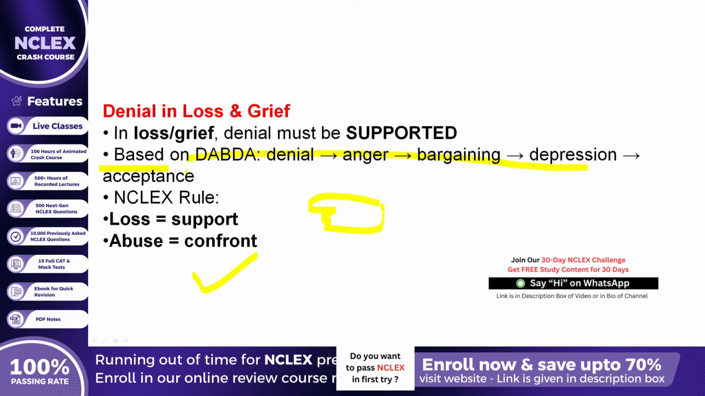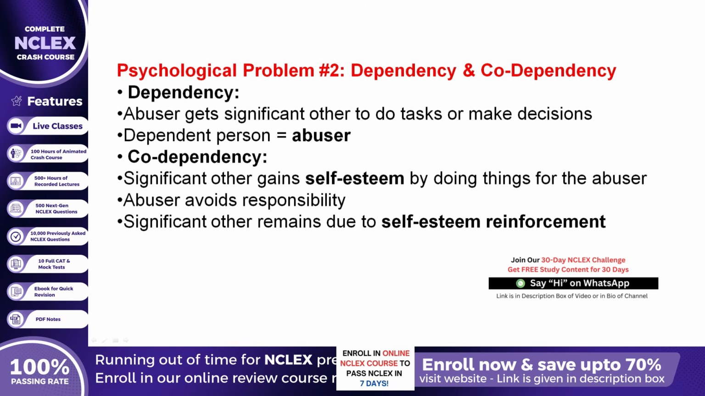As we move into psychological problem number 2, dependency and codependency, we begin with dependency. In dependency, the abuser gets the significant other to do tasks or make decisions, meaning the dependent person is actually the abuser. In codependency, the significant other gains self-esteem by doing things for the abuser. As a result, the abuser avoids responsibility, and the significant other remains due to that self-esteem reinforcement.